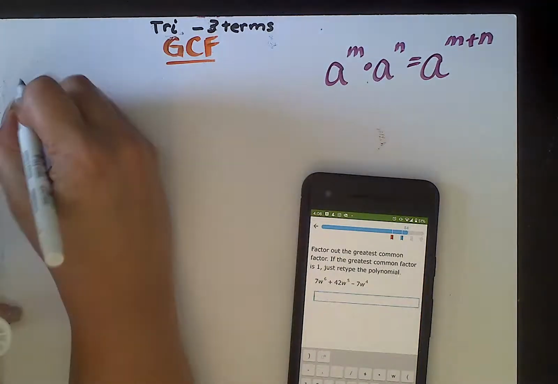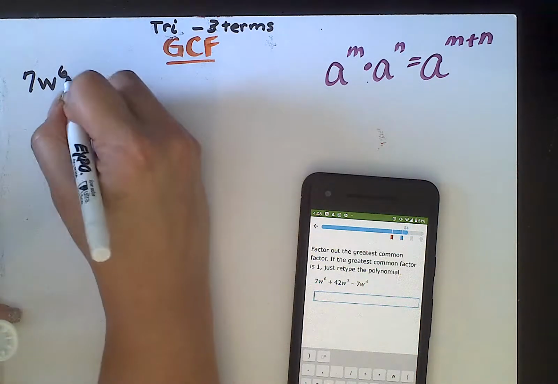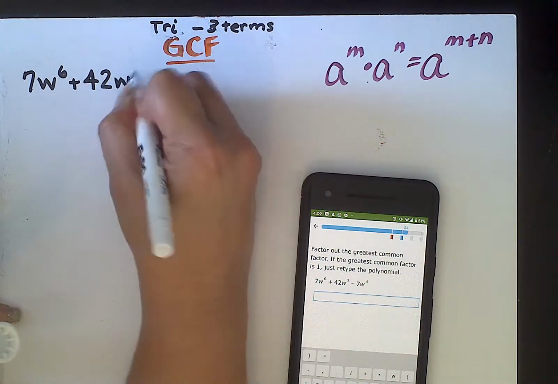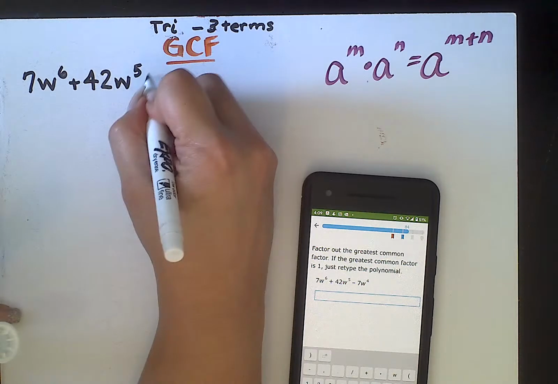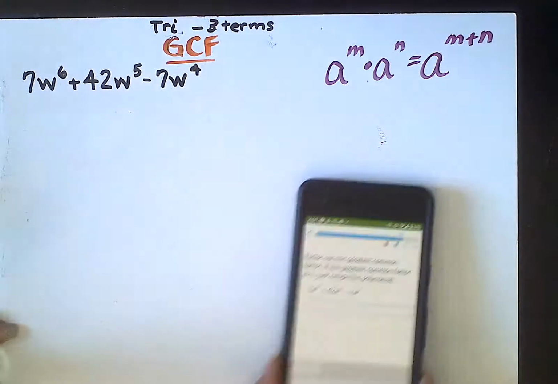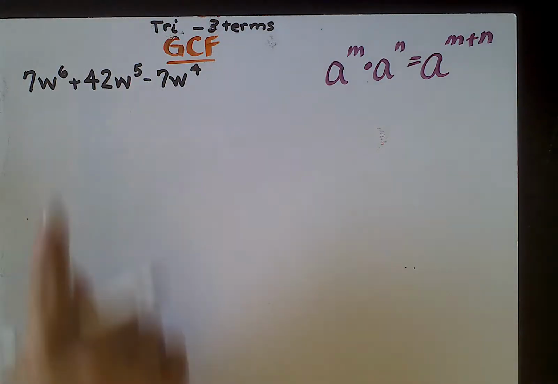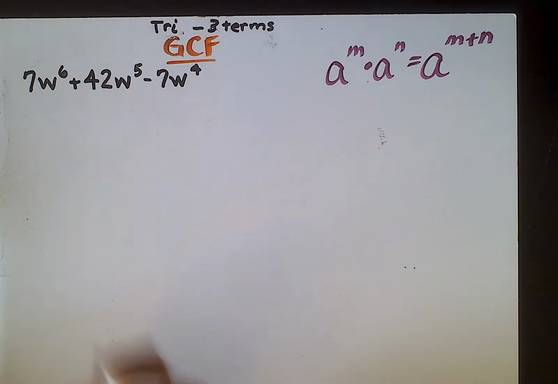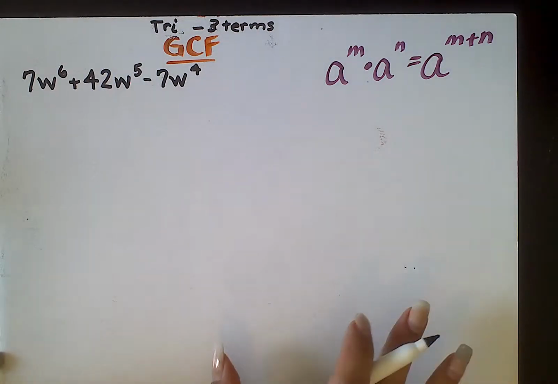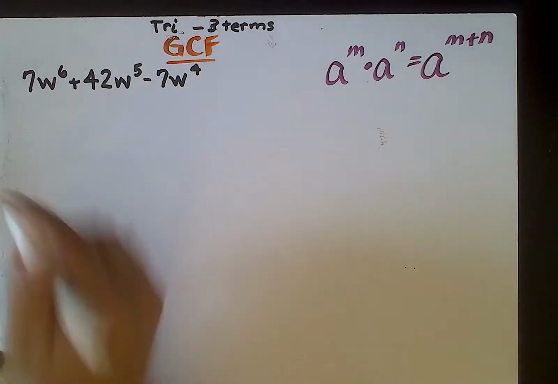All right. So we have 7w to the 6th power plus 42w to the 5th minus 7w to the 4th. Okay. Now, I can definitely see that they do have 7s in common. Nonetheless, I'll go ahead and expand it out. If you already see it, awesome. Don't expand it. I'm only doing this so that you guys can get it right.